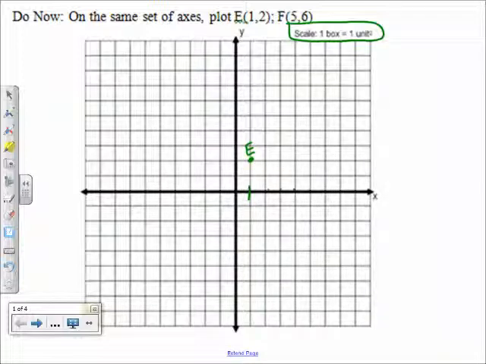I also need to plot point F, which is over 5: 1, 2, 3, 4, 5 in the x direction and up 6: 1, 2, 3, 4, 5, 6. That is F. And then I need to locate the midpoint of this line.